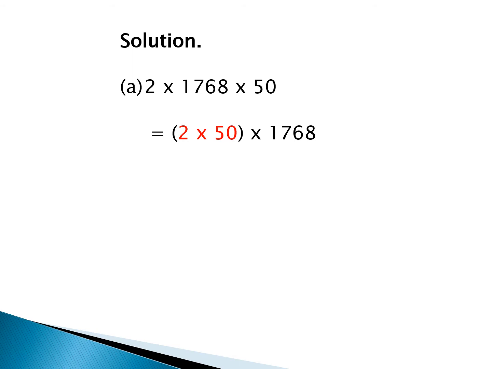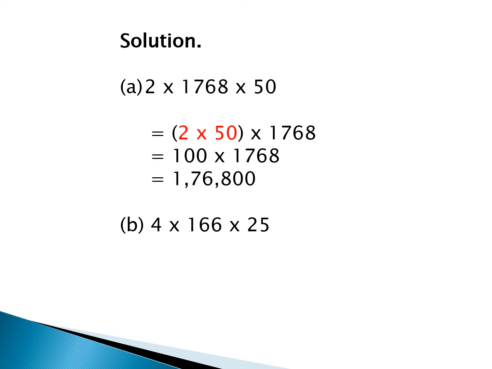Now 2 multiplied by 50 gives 100. So 100 multiplied by 1768 will give you 1,76,800, which is your final answer. I hope this question is clear. Now let's see B part.